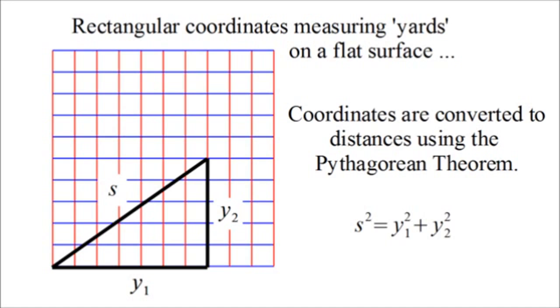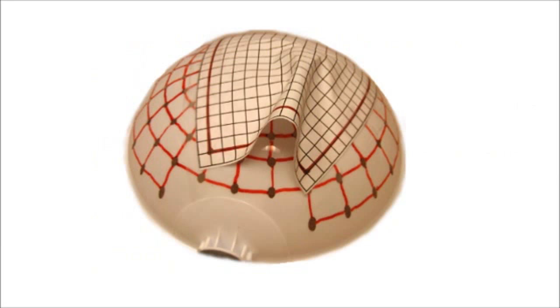So the Pythagorean theorem is the basic tool that allows us to interpret coordinate changes as the distance between 2 points on the surface. Now we've seen in previous videos that a graph paper coordinate system won't fit on a curved surface, so we've got to consider more general types of coordinate systems.